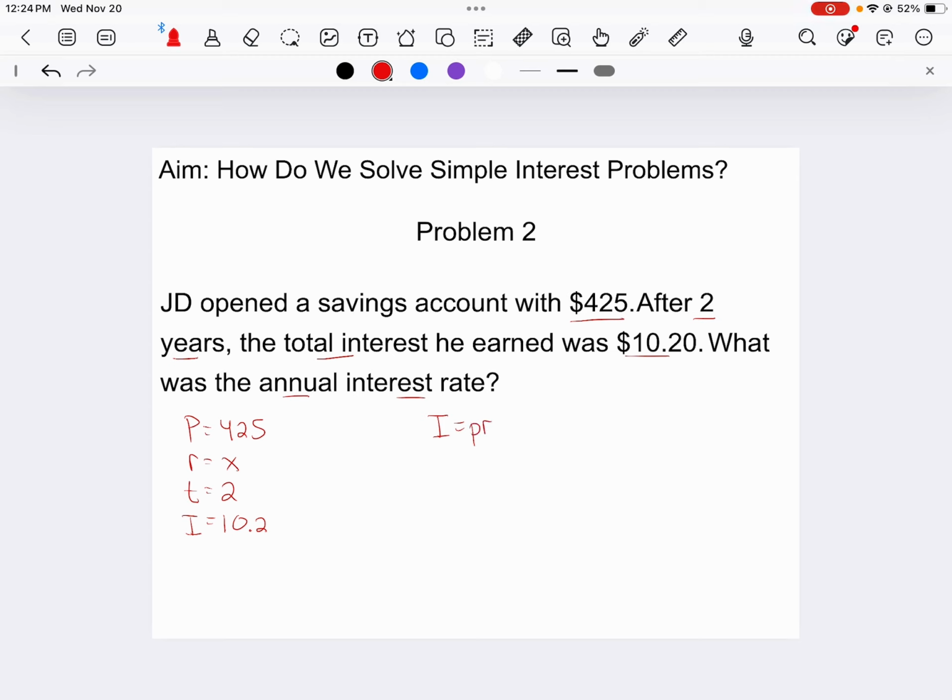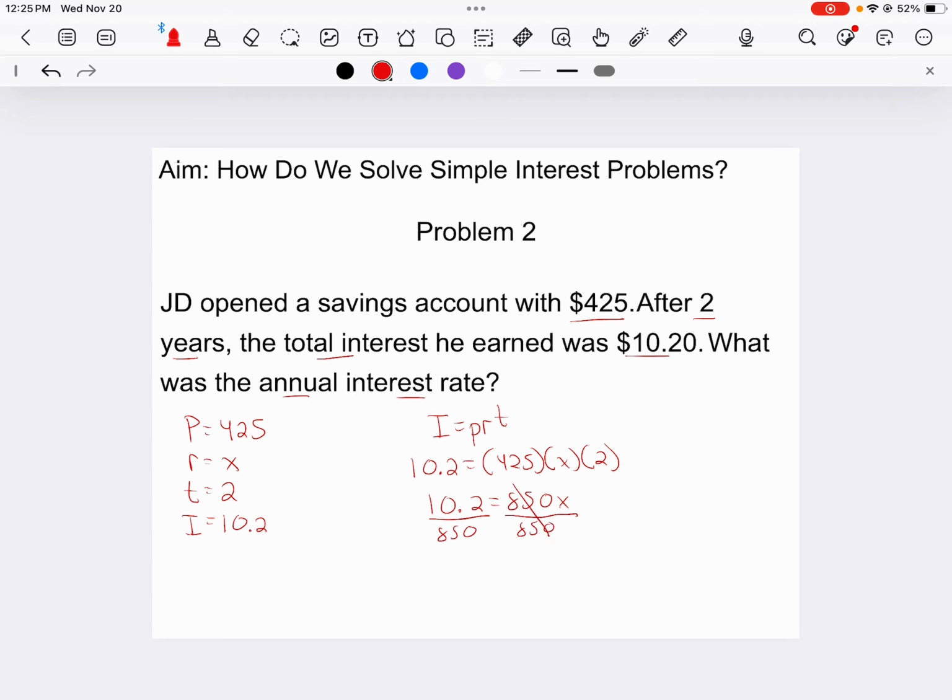Using my formula, I equals PRT, we have 10.2 equals 425 times X times 2. So we get 10.2 equals 425 times 2 is 850 X. Now to solve for X, I can just divide both sides by 850.